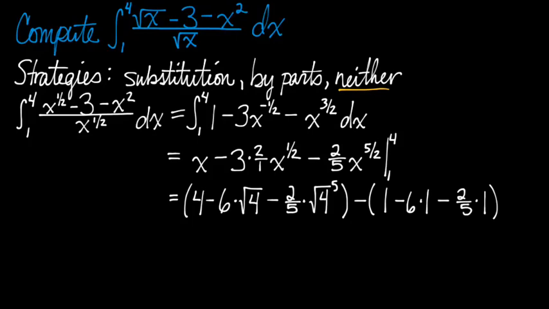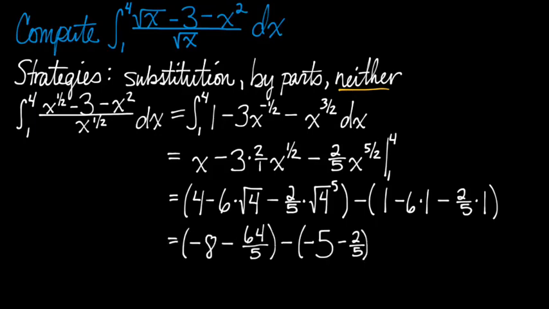Notice that 4 to the 5/2 power means take the square root of 4 and then take it to the 5th power. And so that is actually equal to 32. And so I start simplifying this answer. This is 4 minus 6 times 2, which is negative 8. 2/5 times 32 is 64 over 5. 1 minus 6 is equal to negative 5, and obviously this is just 2/5. I get out a little fraction math, and I arrive at an answer of negative 77 over 5.